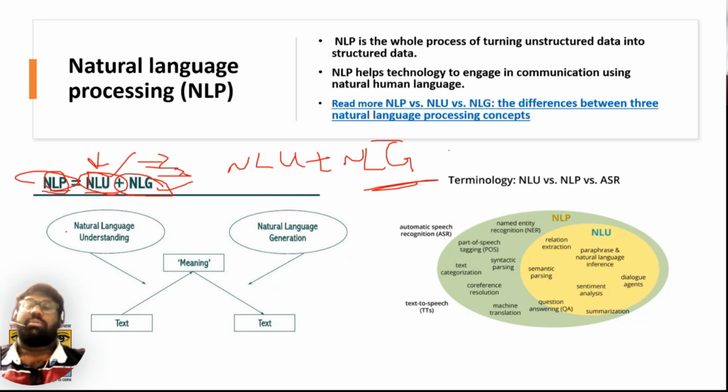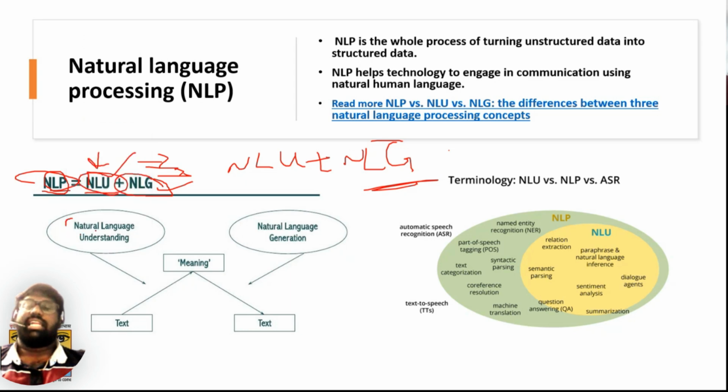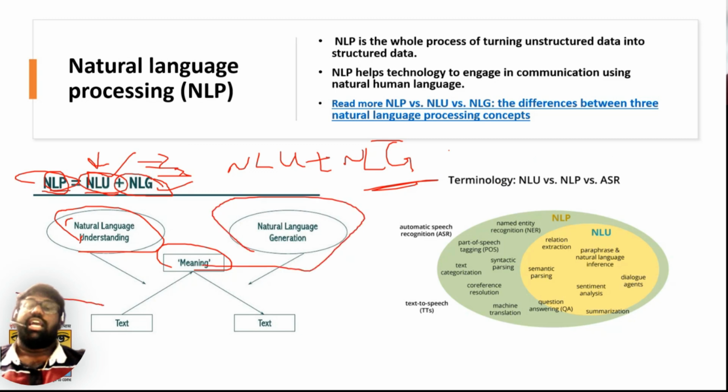Okay, so there is one more thing. If we talk about natural language understanding, first it will try to see the meaning, like what he's asking. Then, with the meaning, using natural language generation, it creates the text.